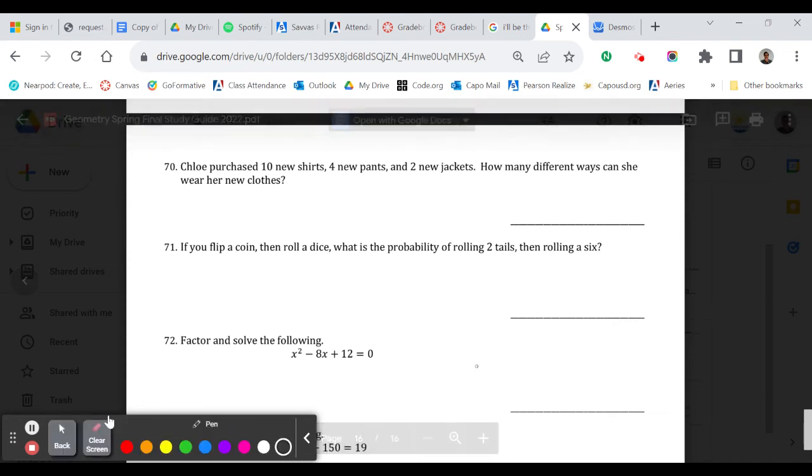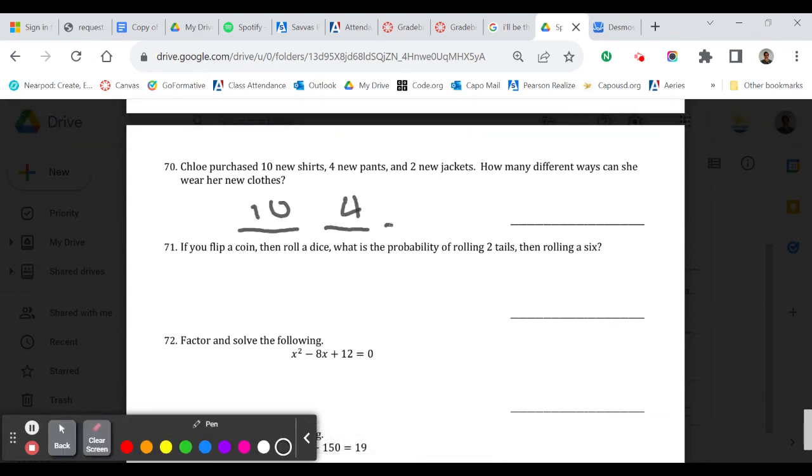Chloe purchased some new clothes. She got 10 shirts, 4 pants, 2 jackets, assuming you can only wear one of each. You have 80 different outfits.